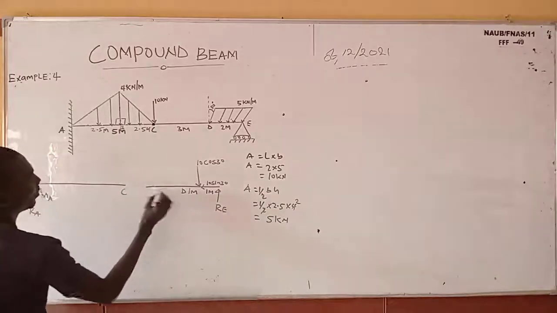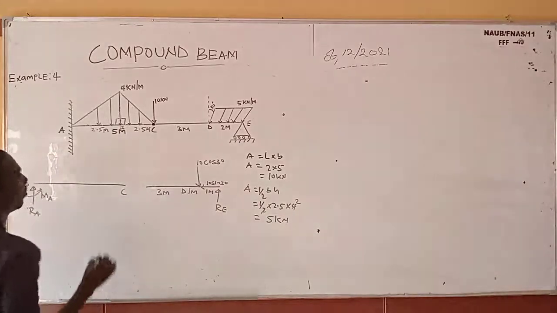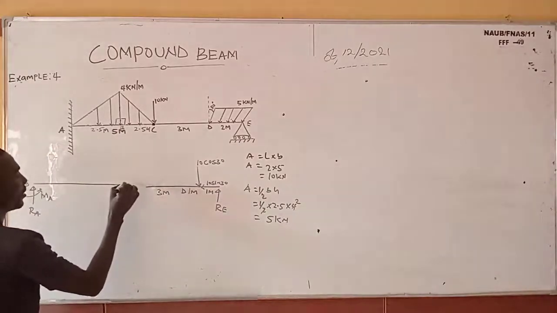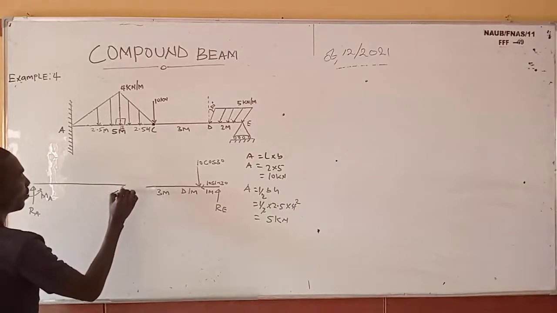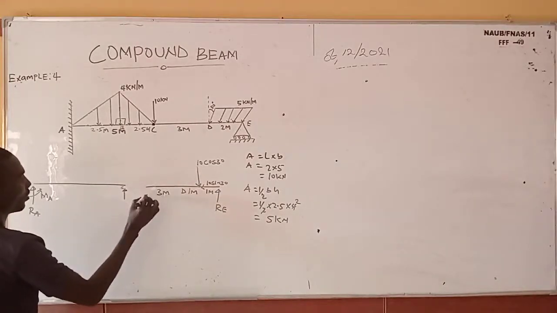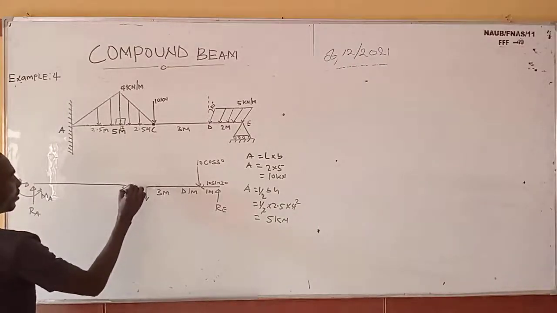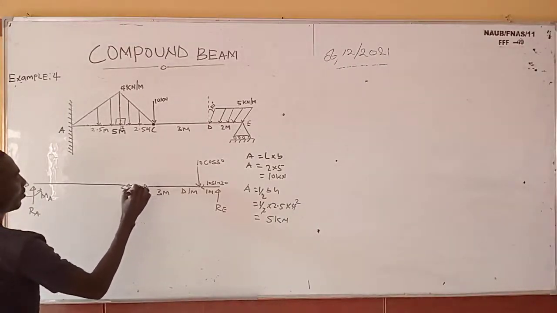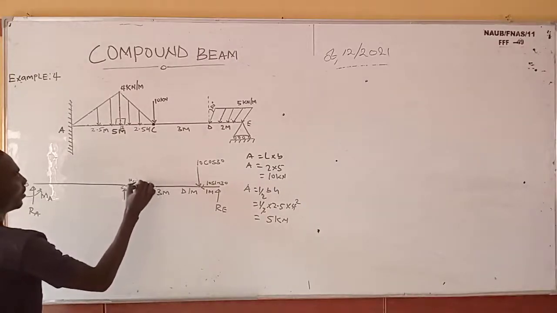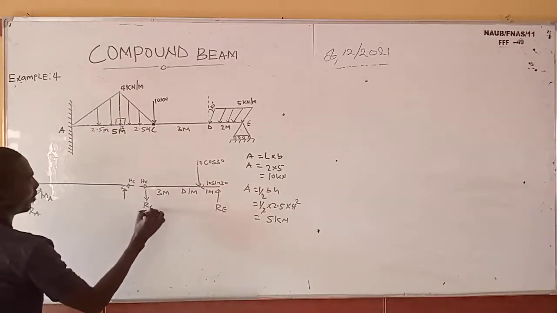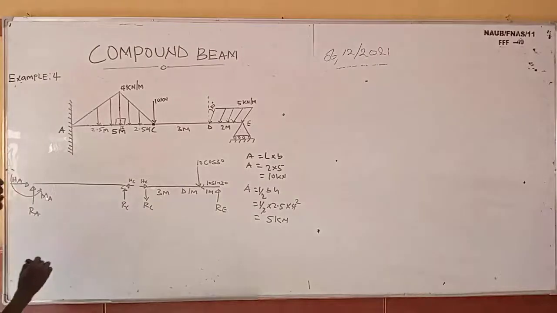So this place is 3 meters. Now let me take this point to be upward first, and this one to be downward first. Let's take this to be like this and this to be like this. So this one will be HC, HC, ROC, ROC, right?